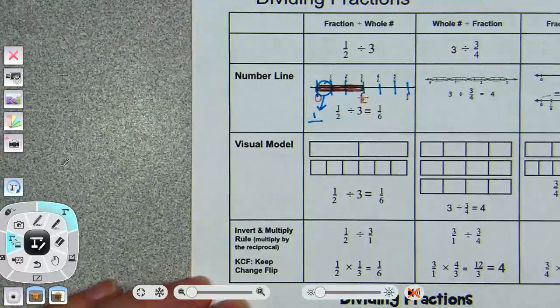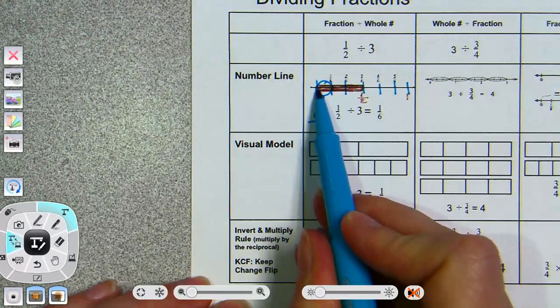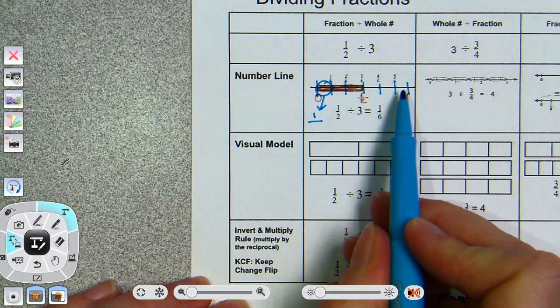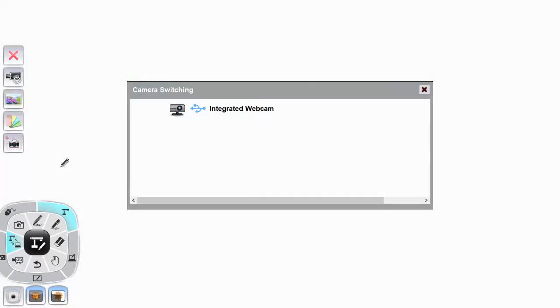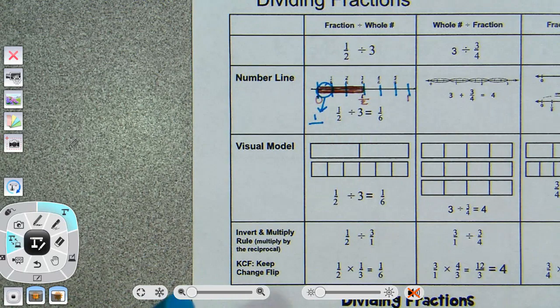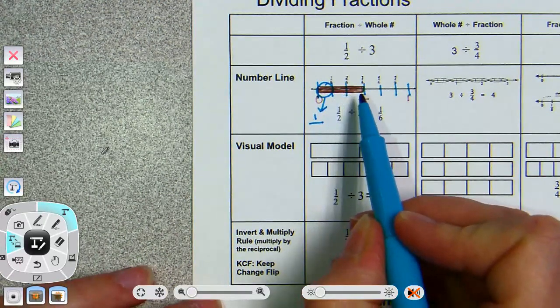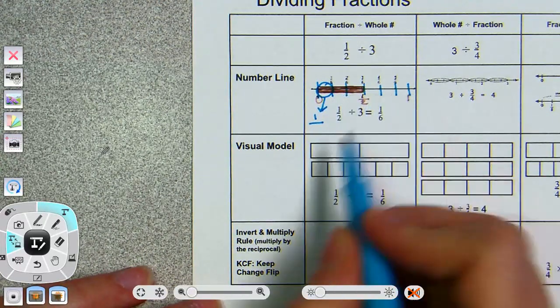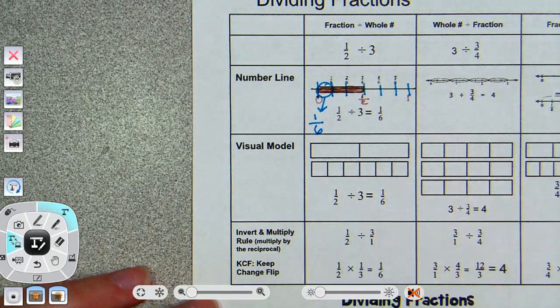And the size of these pieces, I need to count how many pieces there would have been from 0 all the way to 1, or how many pieces would be in the full brownie pan. And if I count up those pieces, we get 1, 2, 3, 4, 5, 6. So the size of that brownie piece is 1/6 of my whole pan.